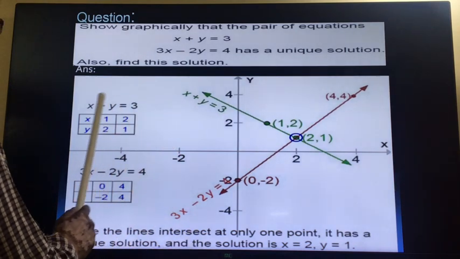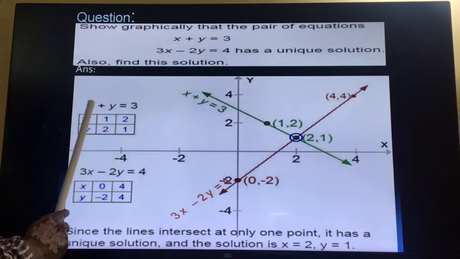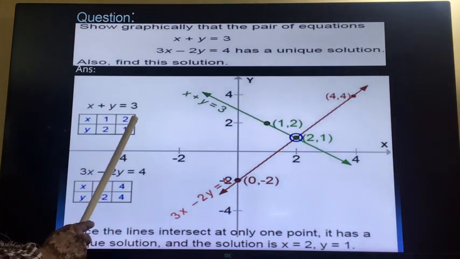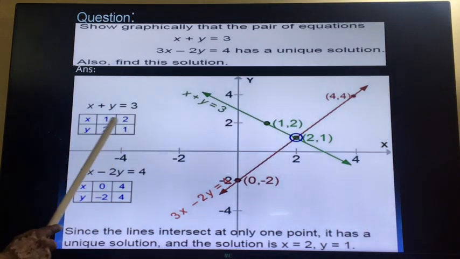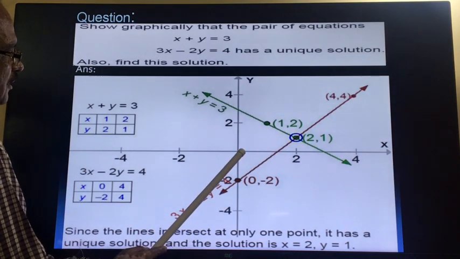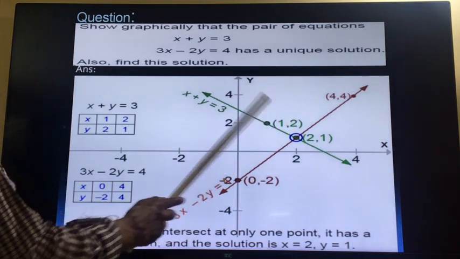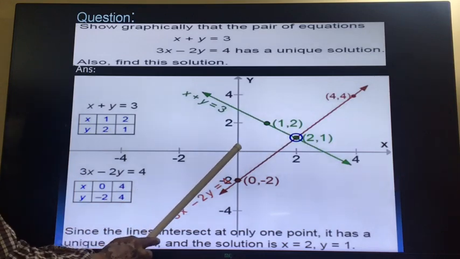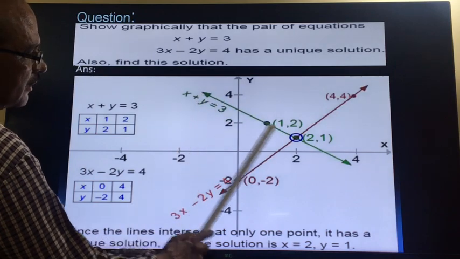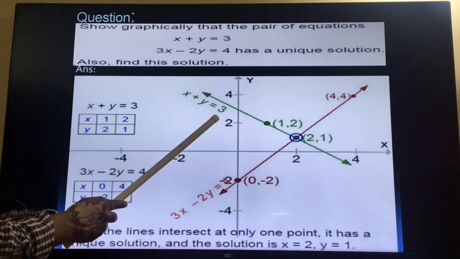For this we will take the first equation, x plus y is equal to 3. Now put y is equal to 2, so x is equal to 3 minus 2, that is 1. Then put x is equal to 2, then y is equal to 1. So we got two solutions, and we will plot these 2 points on the graph. x is equal to 1, y is equal to 2: this is the point with green color, 1 and 2. Next point is 2 and 1, so x is equal to 2 and y is equal to 1. This is also a point with green color. So the green line is for the equation x plus y is equal to 3.